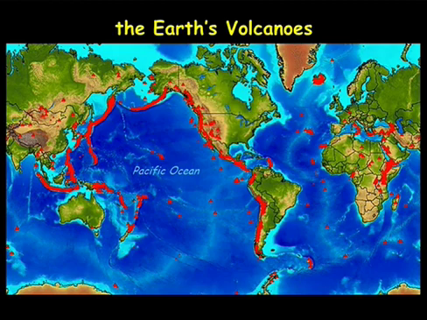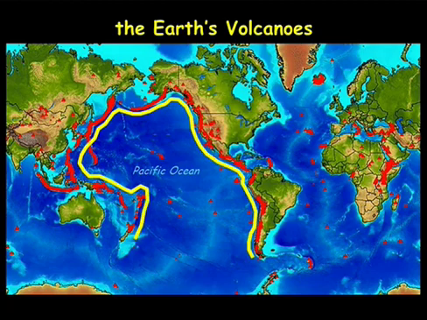And most volcanoes also occur along plate boundaries, especially the convergent boundaries. The so-called ring of fire around the Pacific plate is a good example of this. Most of the Pacific is surrounded by convergent plates. 452, or about 75% of the world's volcanoes, occur along the ring of fire, and about 90% of the world's earthquakes occur there.